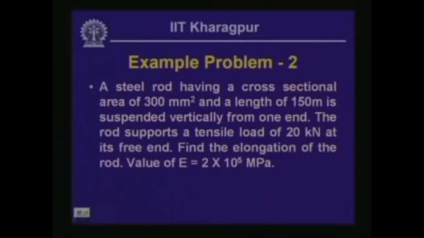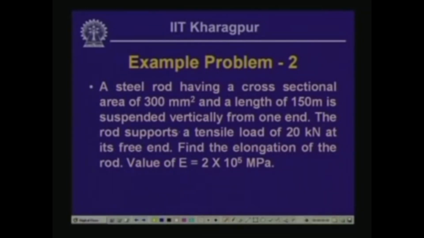Now, in this example, we have a steel rod which has a cross sectional area of 300 millimeter square, and the length of the bar is 150 meter. It is suspended vertically from one end. The rod supports a tensile load of 20 kilonewton at the free end. We will have to find out the elongation of the rod, or first the deformation. The value of E is given as 2 into 10 to the power 5 MPa.